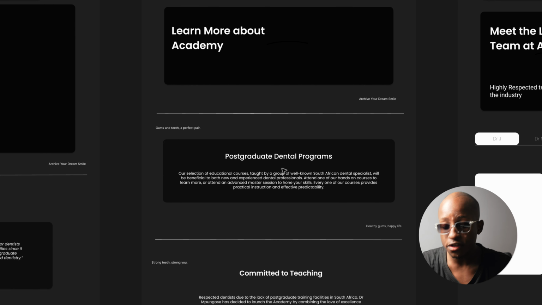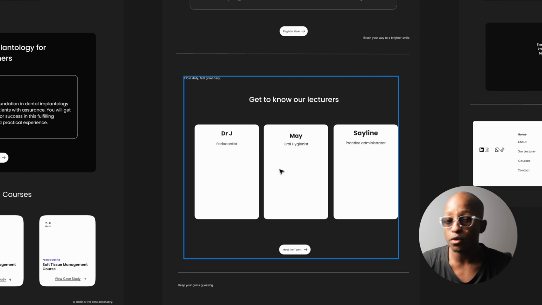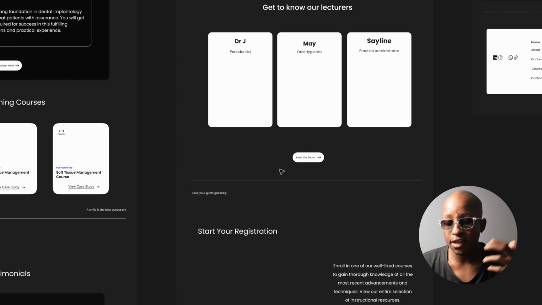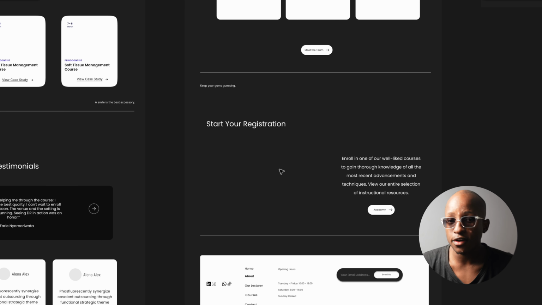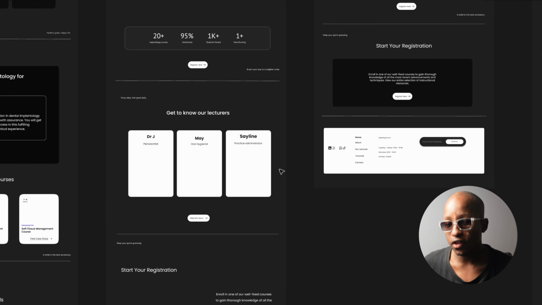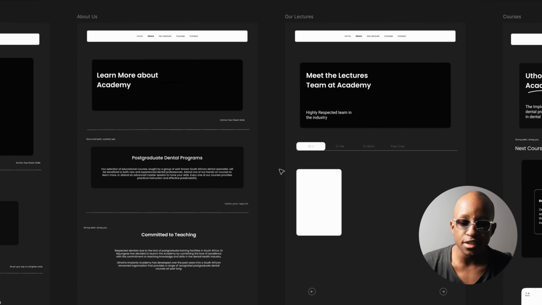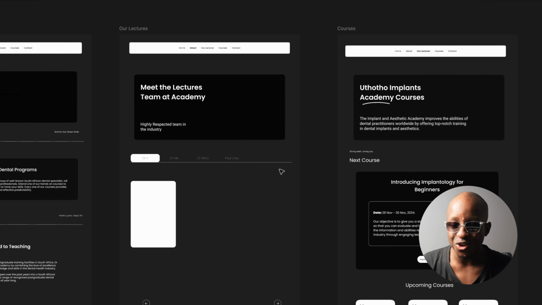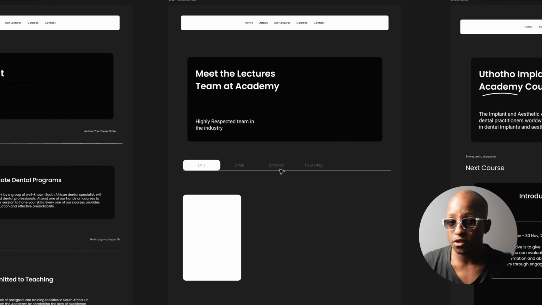implantology course, and also build it in a way that builds trust, because this is a higher end service. So we need to make sure that we're catering to the specific needs of our clients. I'm not going to dive too deep into the design and why we did certain things. I think that is not as important as the specific use case and the outcome for our client.